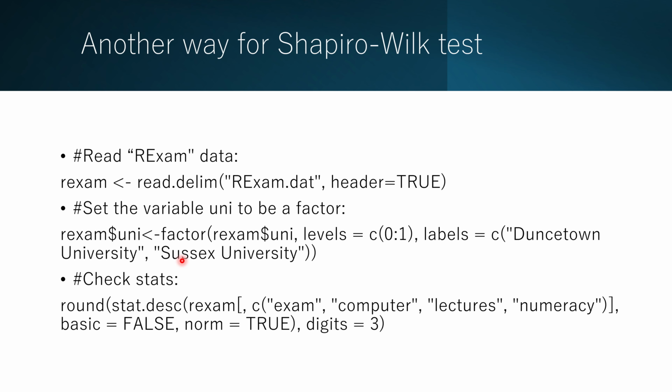Here, we specify that level 0 means Dunstown University and level 1 means Sussex University. Finally, we run the stat.desc command from the pastecs package to get the descriptive statistics and Shapiro-Wilk test result for all 4 variables: exam, computer, lectures, and numeracy. This gives us both the central tendency and p-values for normality.